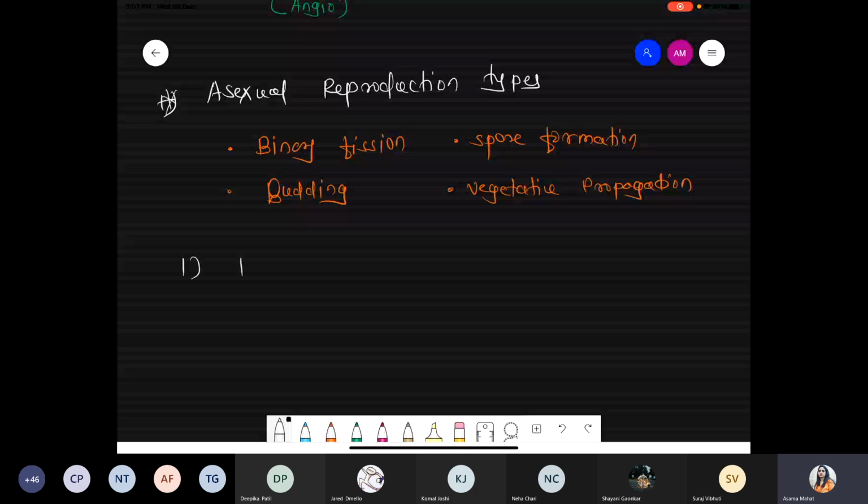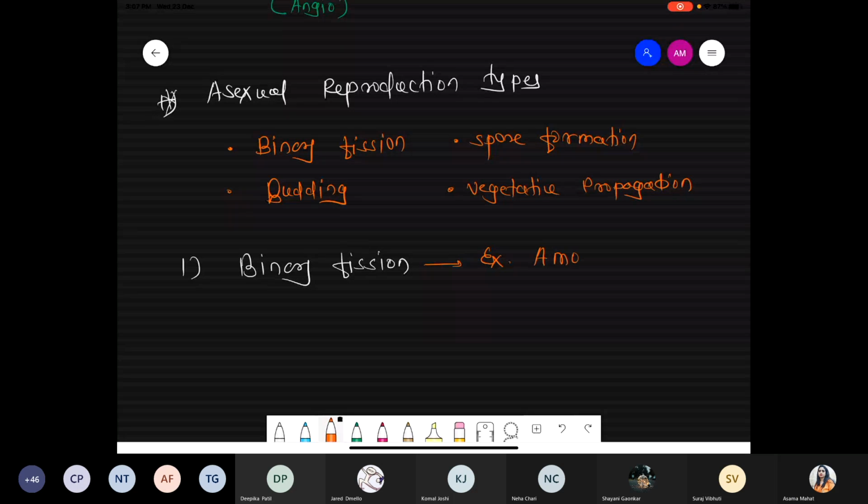First of all, we are talking about binary fission. You know very well, binary fission is very common in bacteria, because bacteria also show binary fission. Mitochondria and chloroplast also show binary fission. But according to our syllabus, we are talking about one very unique example, that is amoeba. Amoeba. Okay.